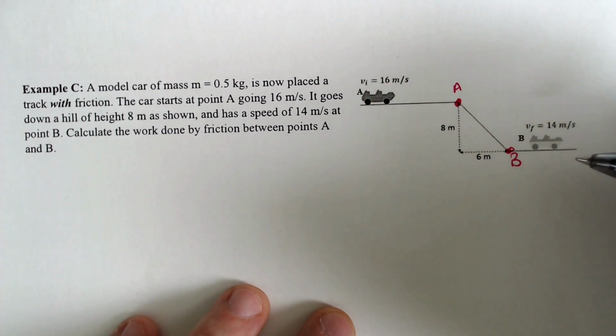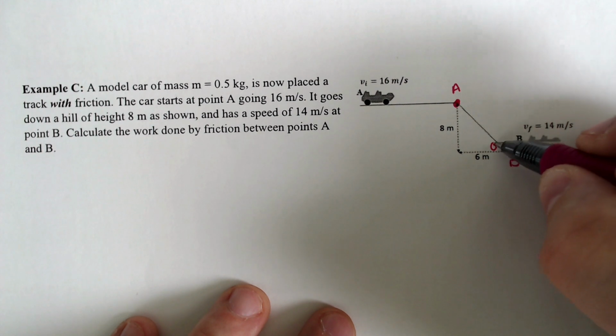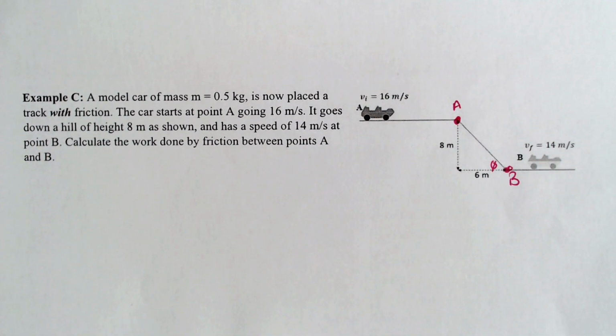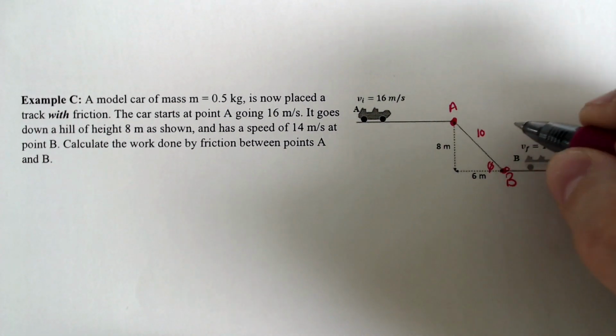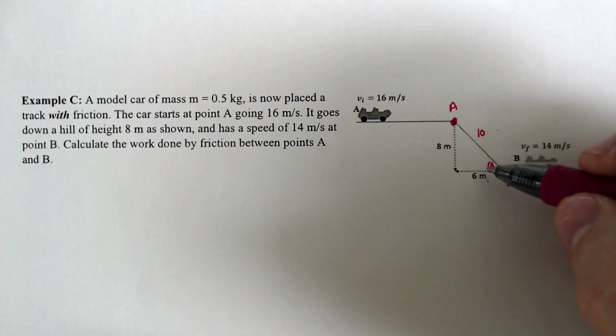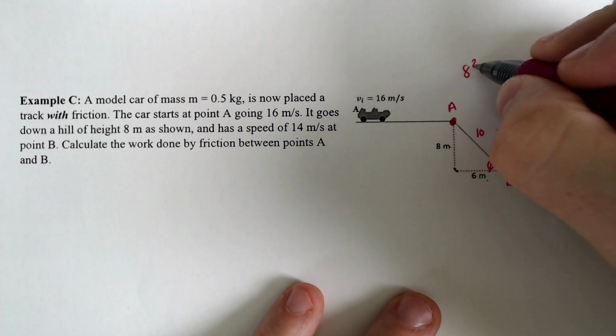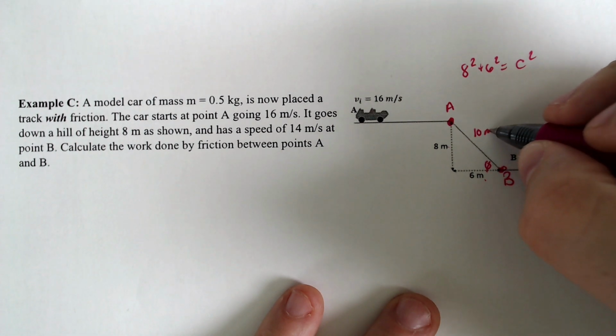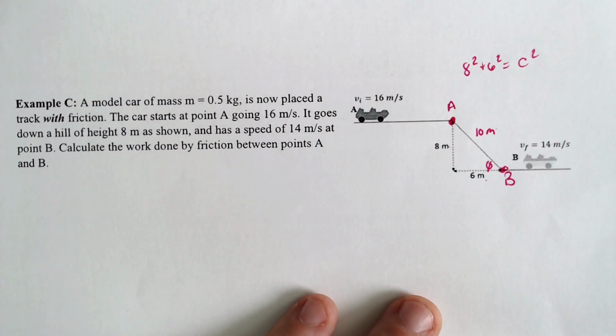All right? With that in mind, we will probably need to figure out maybe the angle. We'll find out if we do or don't. In the meantime, we need to figure out this distance, which is 10 from a 3, 4, 5 triangle. You can also use the Pythagorean theorem. 8 squared plus 6 squared would equal c squared, and you'd find out that that is 10 meters. All right, so let's do it.